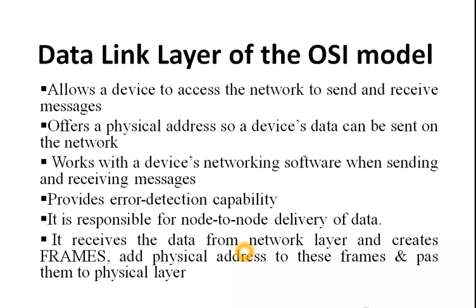It receives the data from the network layer. The network layer is the third layer of the OSI reference model. It passes the data frame to the physical layer. What does the data link layer do? It adds the physical address, for example, to the frame, and passes these frames to the physical layer.